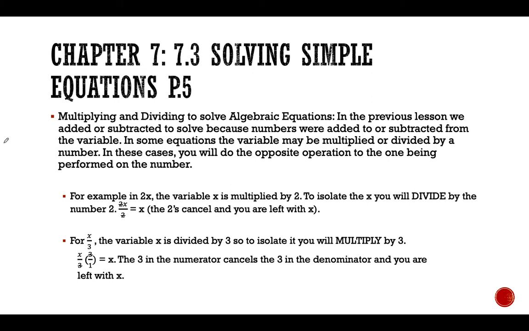So, 2x divided by 2, the 2's cancel in the numerator and the denominator, and you're left with just the x. For x over 3, the variable x is divided by 3, so to isolate it, you'll multiply by 3. X over 3 times 3 over 1 equals x. The 3 in the numerator and the denominator cancel, and you're left with x, just x by itself.